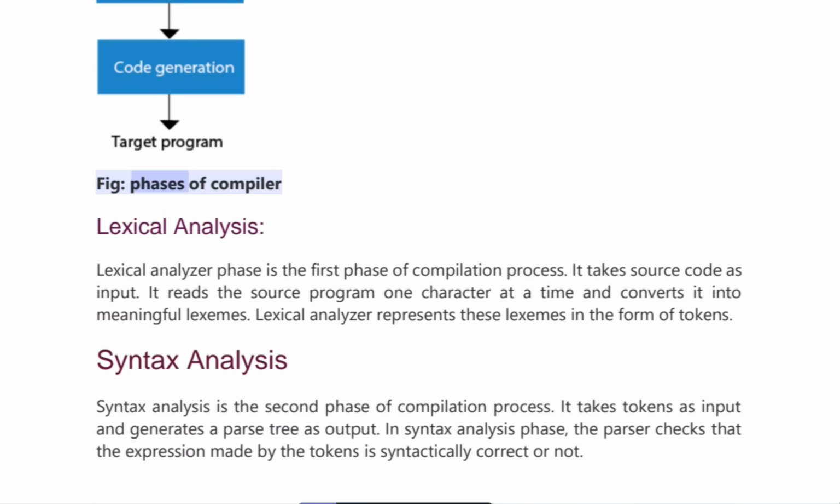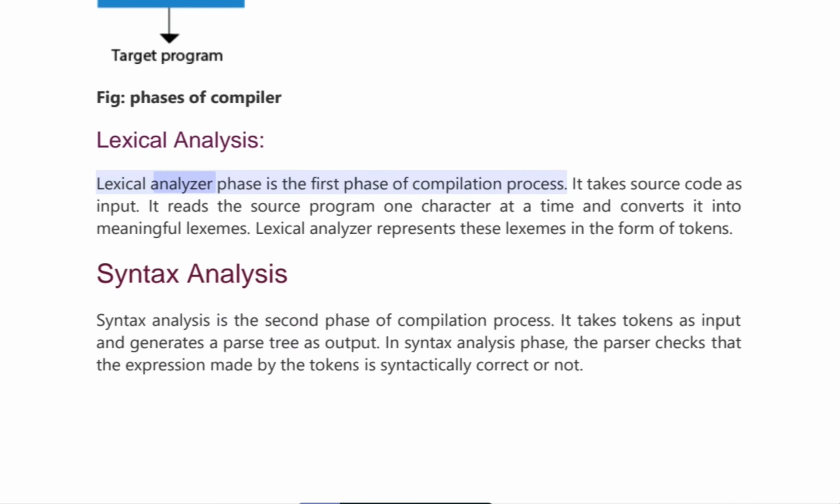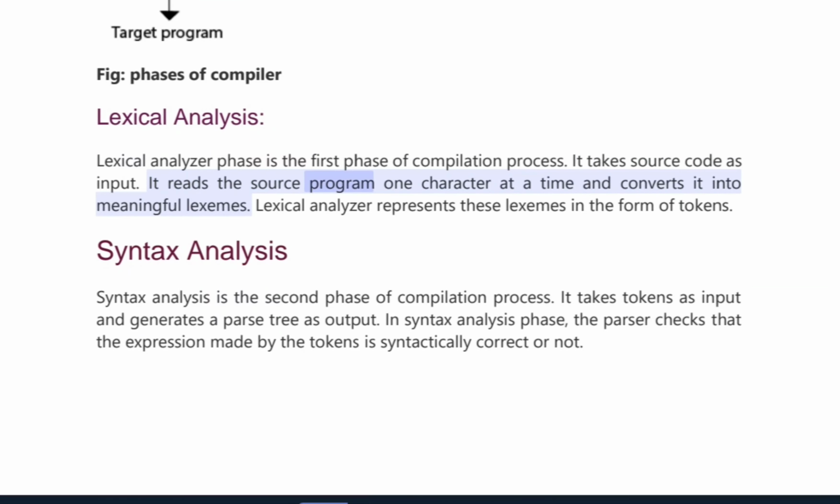Fig: phases of compiler. Lexical analysis. Lexical analyzer phase is the first phase of compilation process. It takes source code as input. It reads the source program one character at a time and converts it into meaningful lexemes. Lexical analyzer represents these lexemes in the form of tokens.